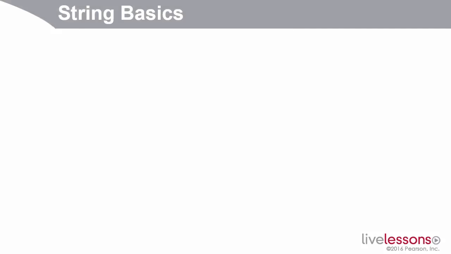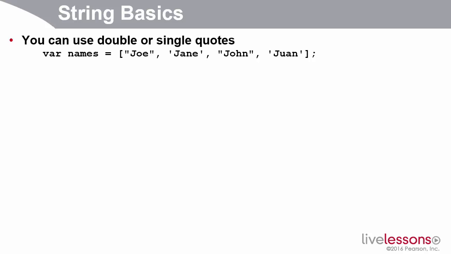Strings represent a series of characters, and we've used strings several times already in the examples, but now let's look at them in a little more detail. In JavaScript, you can define a string using either double quotes or single quotes. So I can say Joe in double quotes, or I can say Jane in single quotes. But the rule is, if you start a string with double quotes, you have to end it with double quotes. If you start it with single quotes, you have to end it with single quotes.